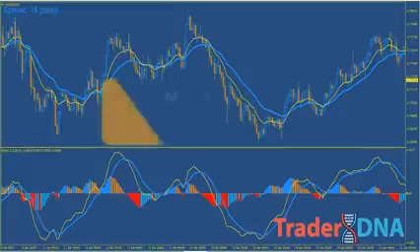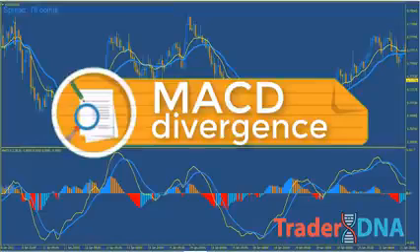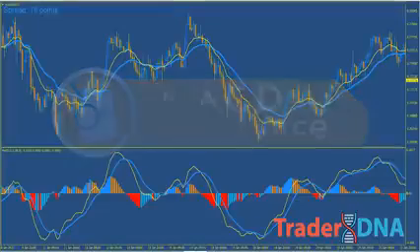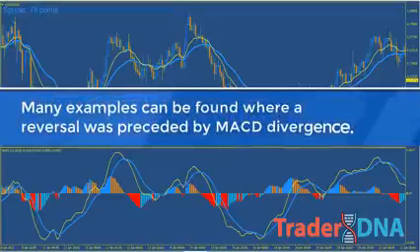The third popular use of the MACD is to identify those times when it diverges from the price. MACD divergence is discussed in most trading books and frequently cited as the reason for trend reversals or why a trend could reverse. In hindsight, divergence looks great. Many examples can be found where a reversal was preceded by MACD divergence.